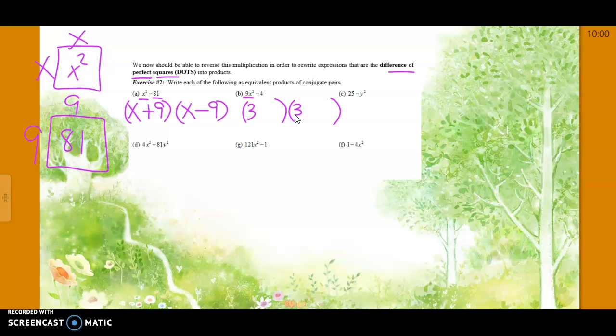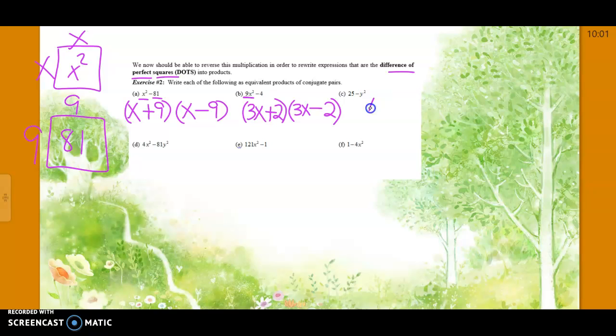X squared comes from x times x. There's two x's, so split them up. And then minus 4, well, what number is the same times itself that gives you 4? How about 2 and 2? So there they are. They look almost identical, but they're different by their signs. One positive and one negative. I do one more and then I take a quick pause.